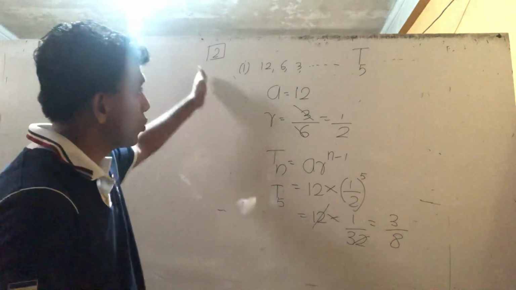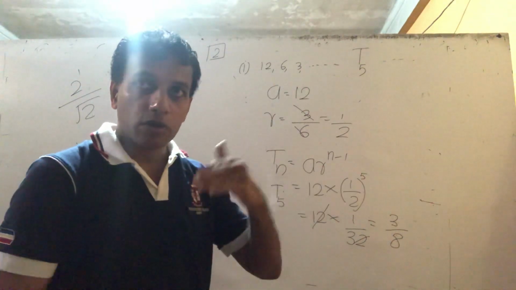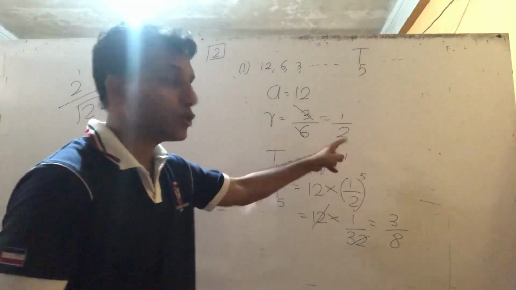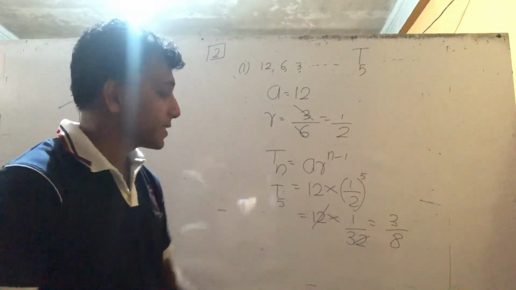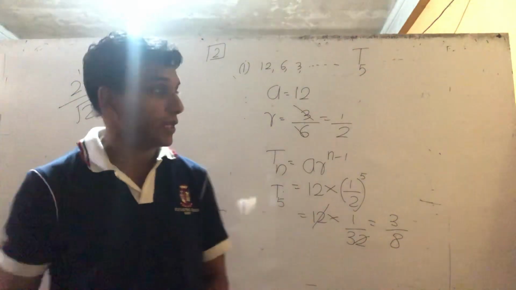So if you go in order, the series is decreasing. It is multiplied by half, or divided by 2, each time. So the answer is 3 over 8, the fifth term of that GP.